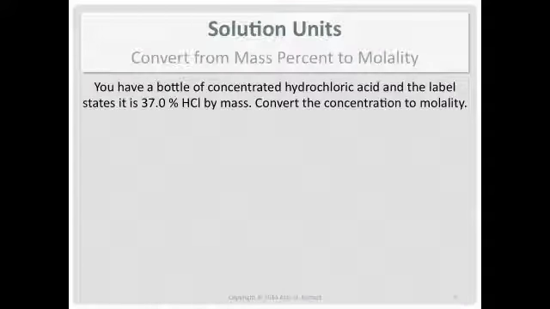We're going to do a solution unit conversion problem. We're given the mass percent of the solution, and we're going to convert it to molality. This is a common thing to have to do in lab because when we buy solutions, they'll come in one concentration unit, but we may need the concentration unit to be a different one for the purposes of the experiment.